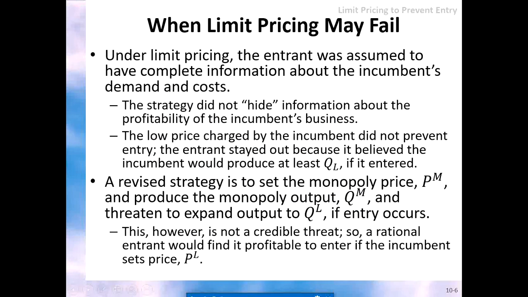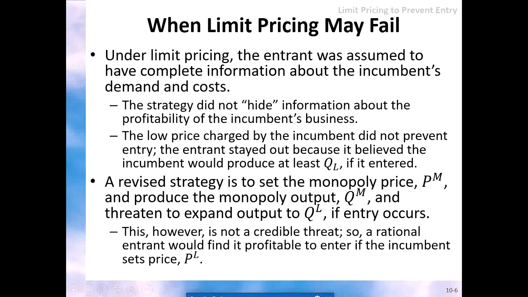Under limit pricing, the entrant was assumed to have complete information about the incumbent's demand and cost, but the strategy did not hide information about the profitability of the incumbent business. So the low price charged by the incumbent did not prevent entry. The entrant stayed out because it believes the incumbent would produce at least QL if it entered.